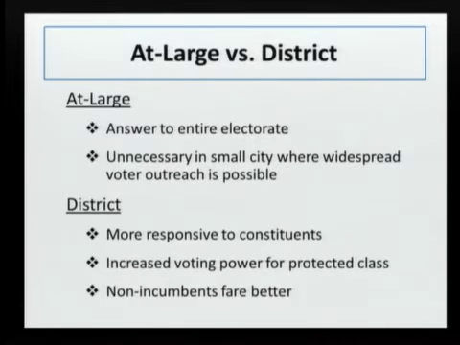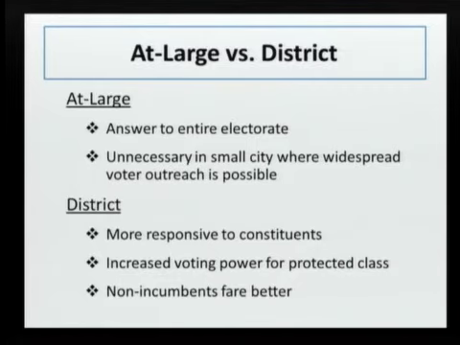This slide just talks about a couple of the factors that are considered benefits or detriments in the at-large versus district election system. I'm not going to go into great detail about these. A lot of people have a lot of opinions on these. These are some of the more commonly held opinions. These are not necessarily staff or the city's opinion, but they're meant more for discussion.